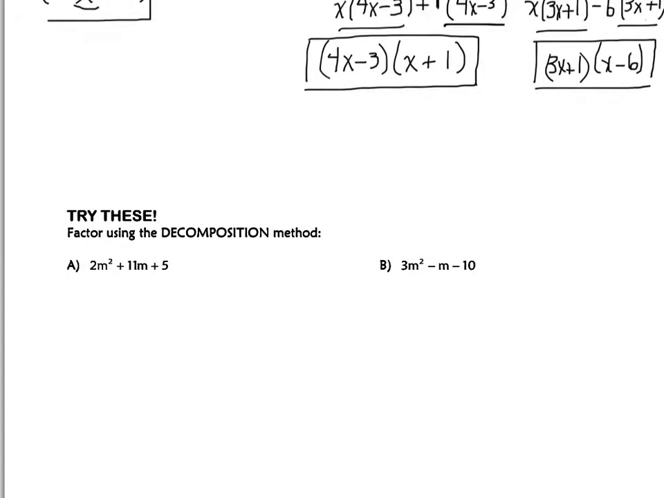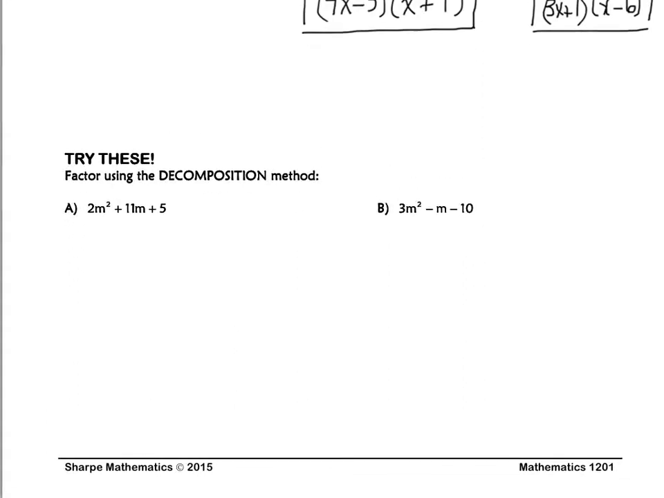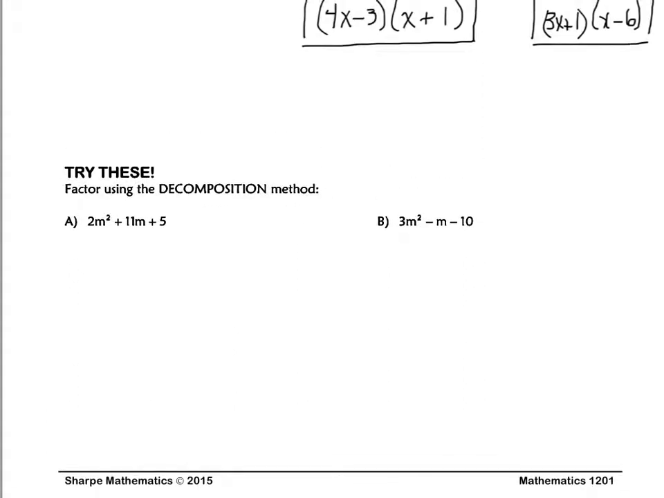All right, here's some more for you to try, but I'll do them with you. So the first one, you are looking for two numbers which multiply to give you 2 times 5, which is 10, and they have to add to give you 11. And that would be 1 and 10. Multiply to give you 10 and add to give you 11. So then you're going to break down the middle term, 2m squared plus 1m plus 10m, which is the same thing as 11m, and then you still get your plus 5. So find the numbers, break it down, group, and GCF.